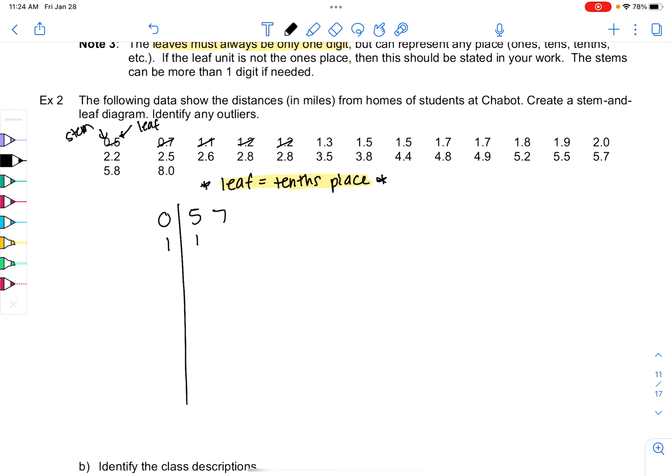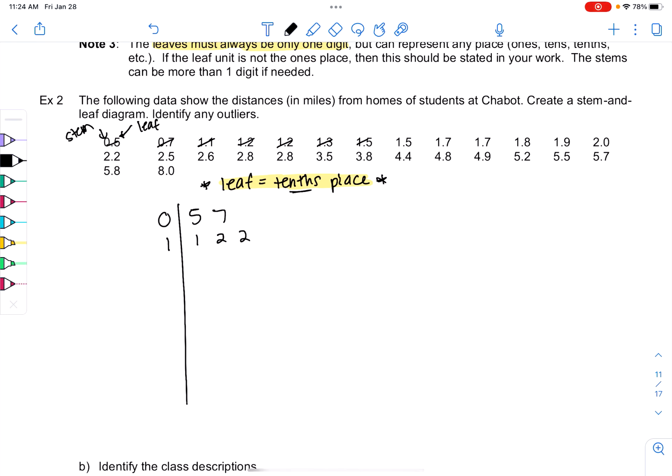So 1, 2, 1, 2. Again, that's not 12. It's 1.2, 1.2. So if you're feeling confident, why don't you pause the video and finish this graph? Otherwise, you can do it with me. Luckily, the numbers are already sorted in order, which will make this go a little bit faster.